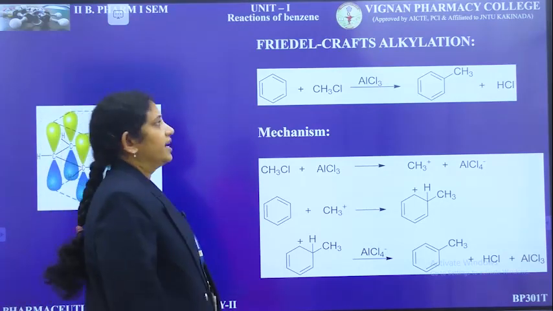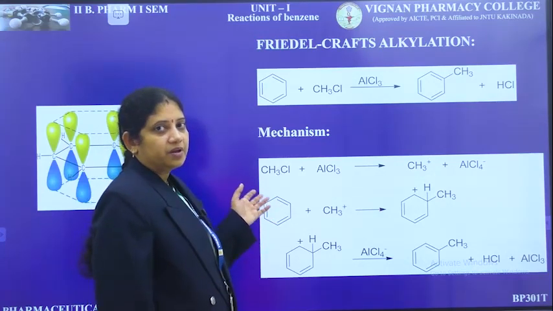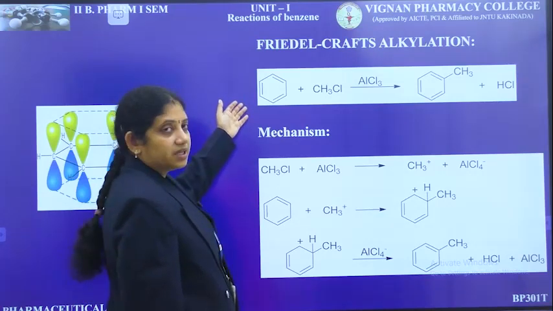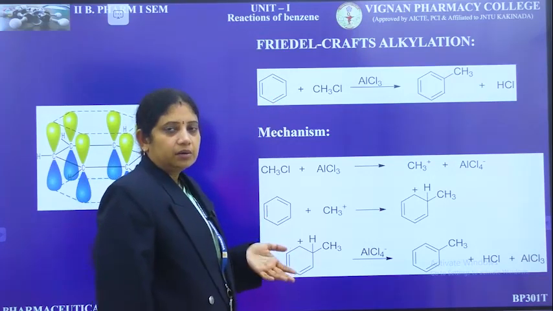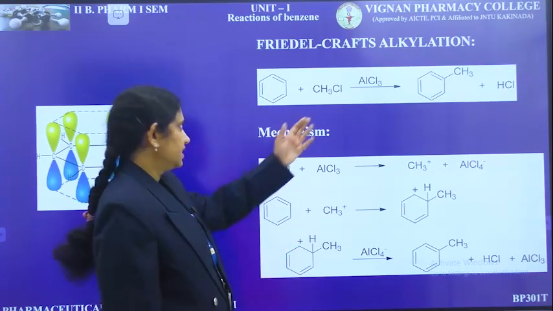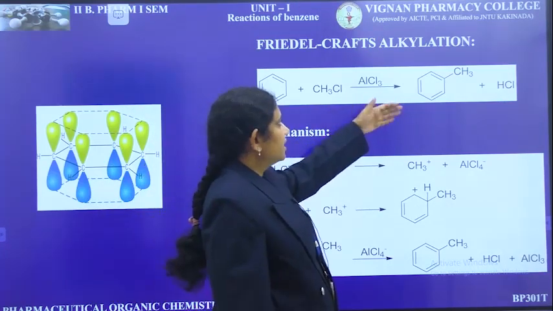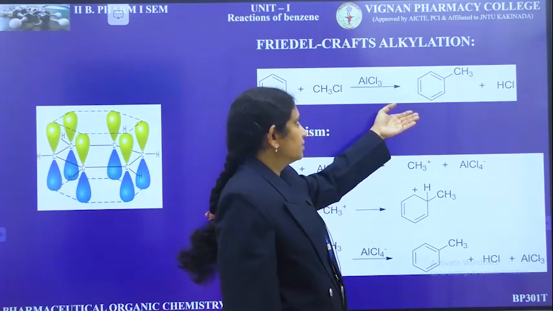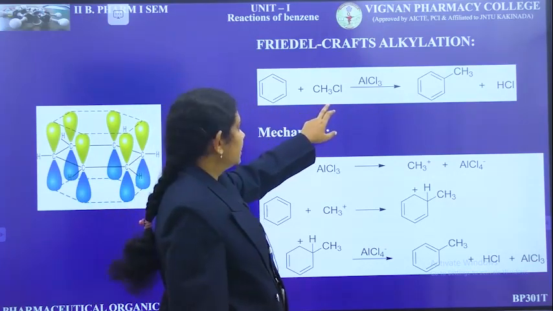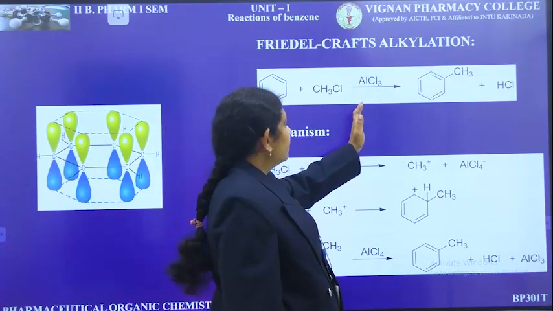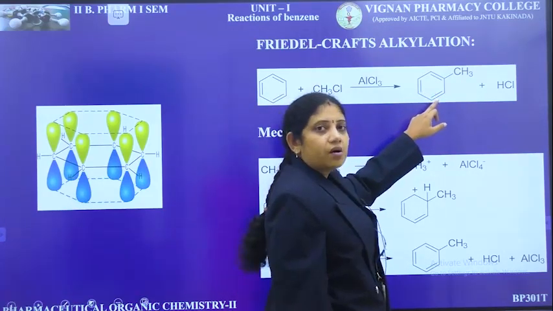And next, coming to the Friedel-Crafts alkylation, one of the important chemical properties of benzene. When benzene is treated with alkyl halides, it may be methyl chloride, ethyl chloride, propyl chloride, whatever it may be, in the presence of a suitable catalyst, it can be converted into alkylbenzene. For example, when benzene is treated with methyl chloride in the presence of aluminum chloride, it can be converted into methylbenzene, or otherwise commonly called toluene.